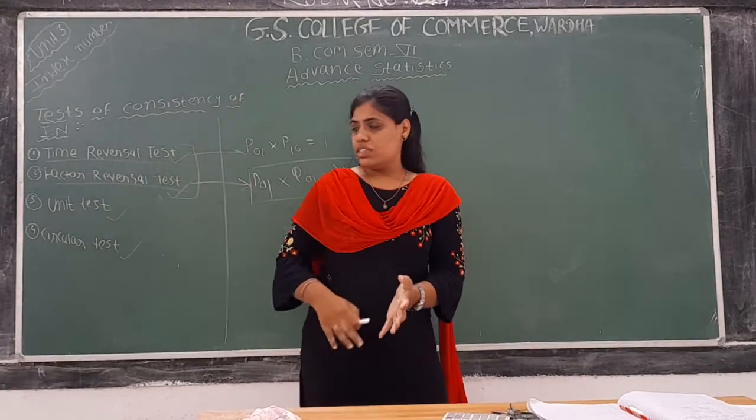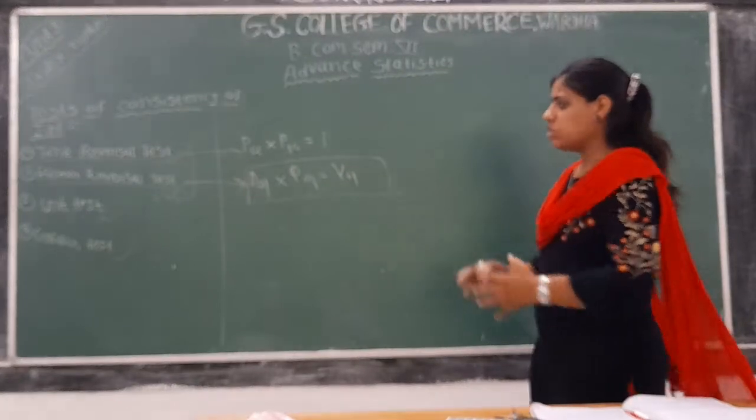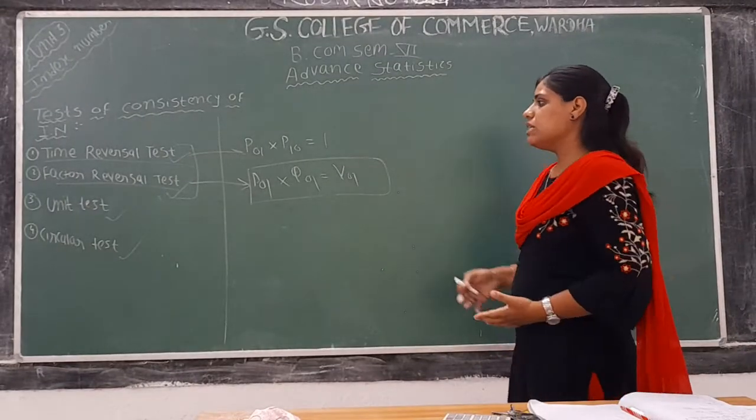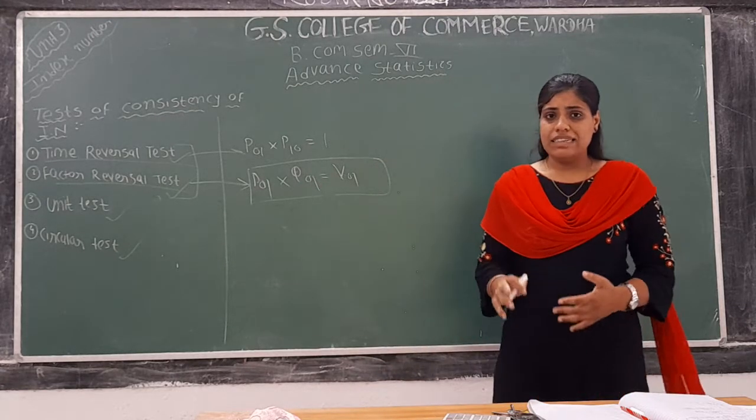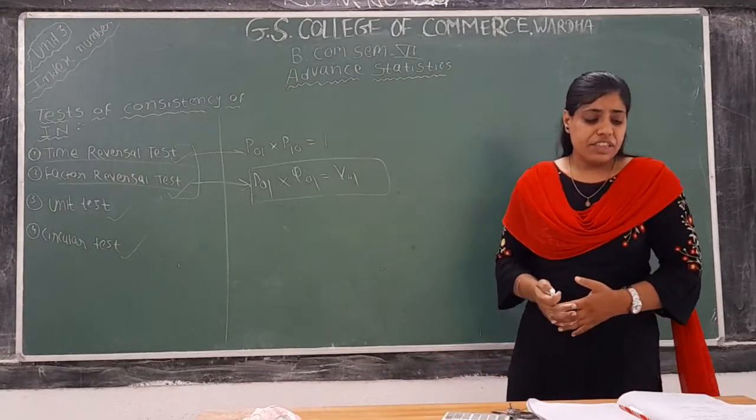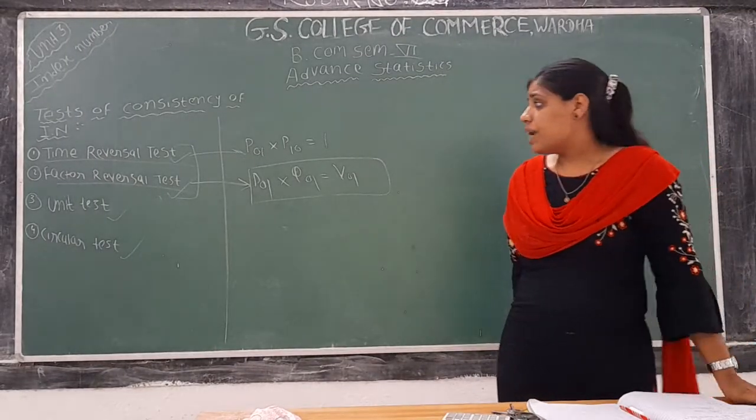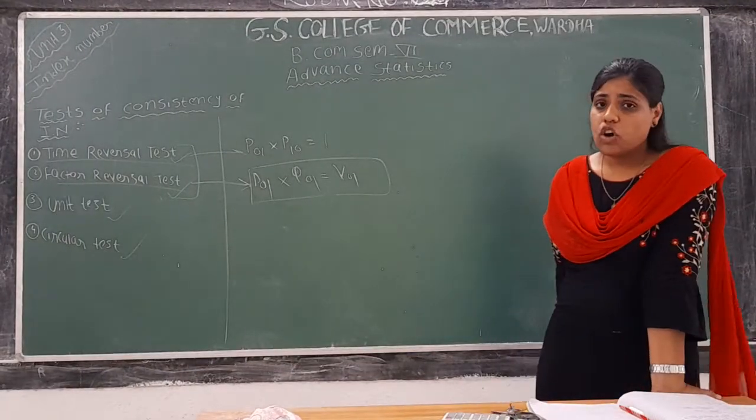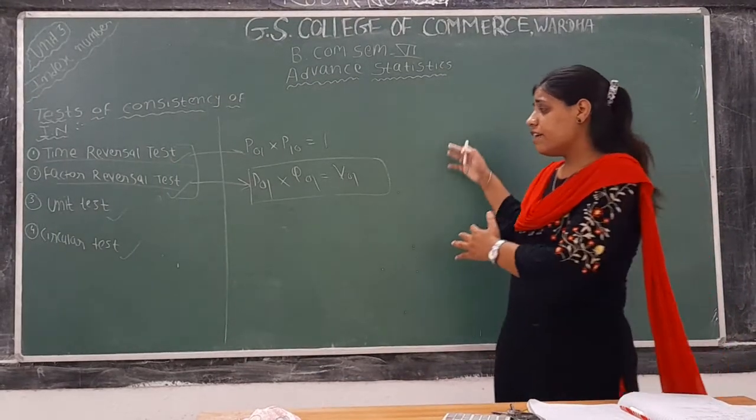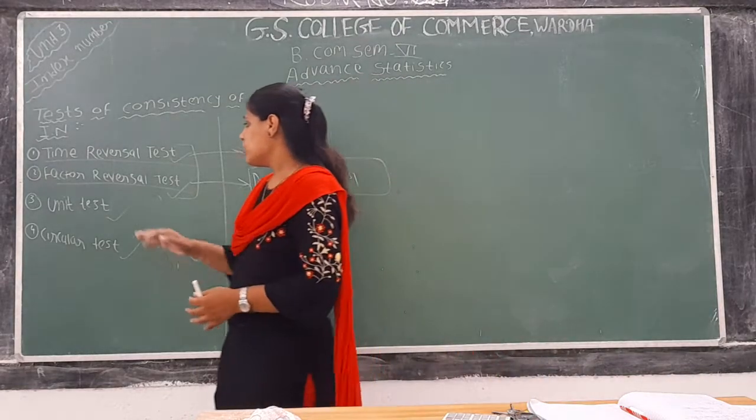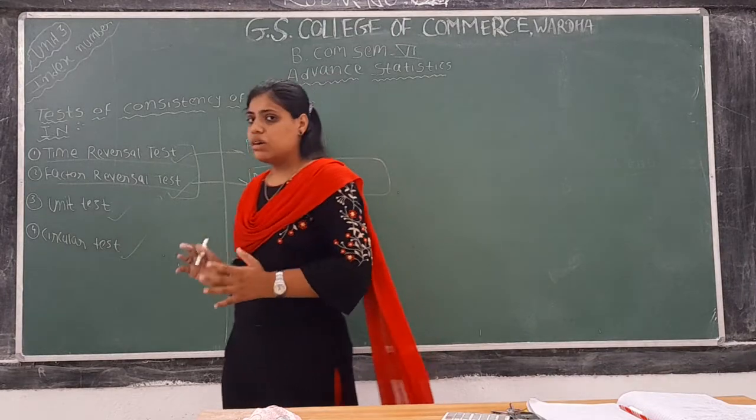So the formula is satisfying this factor reversal test. In other words, if we interpret the meaning of this factor reversal test, we get to know that this test is saying that the change in the price multiplied by the change in the quantity should be equal to the total change in the value. This way, the factor reversal test gets satisfied by the Fisher-Ideal index number only.